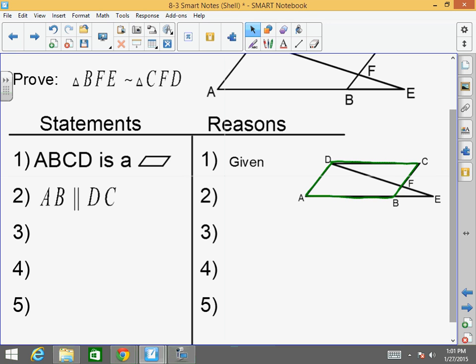Number two, so I just gave you part of it. AB is parallel to DC. That's a definition of a parallelogram. Opposite sides are congruent and parallel. If that's the case here, what do you think can happen? If I have that DC is parallel to AB, what do you think I can get from here? Remember what I'm trying to prove here, guys. I'm trying to prove that this guy and this guy are similar. What do you think I can prove here?